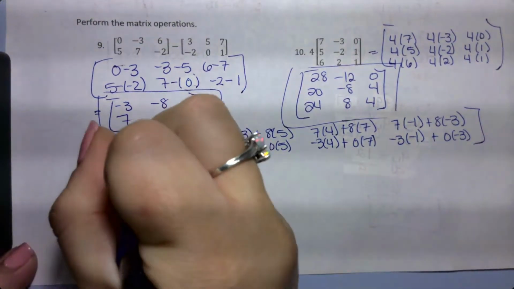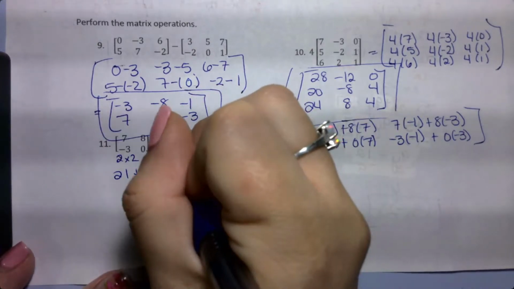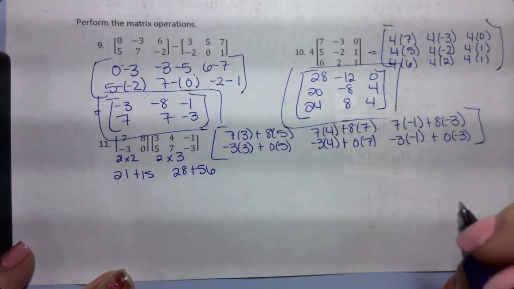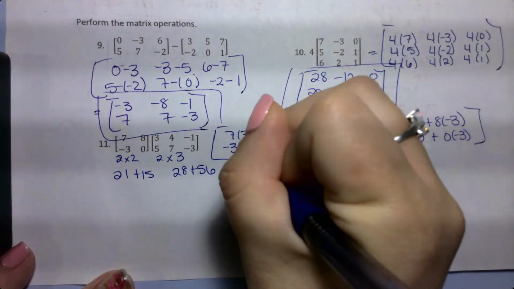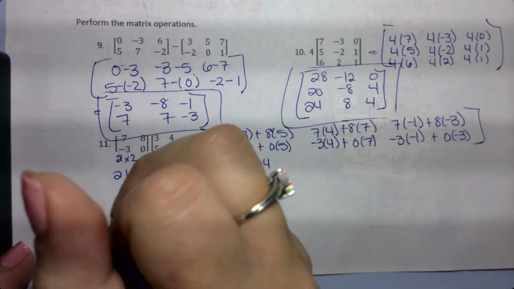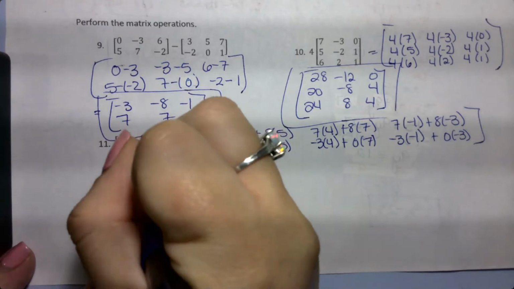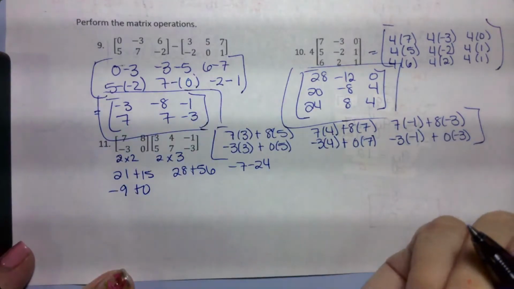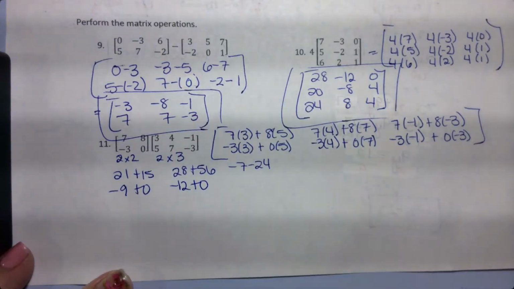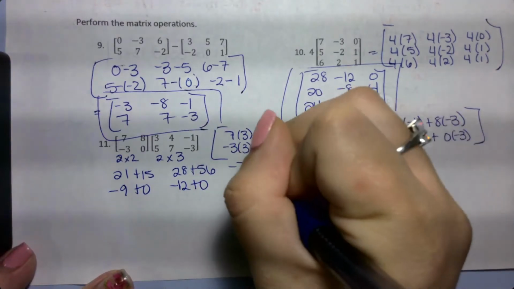So I'm going to have 21 plus 15 for first row, first column. First row, second column is going to give me 28 plus 56. First row, third column is going to give me negative 7 minus 24. Second row, first column is going to give me negative 9 plus 0. Second row, second column is going to give me negative 12 plus 0. Second row, third column is going to give me 3 plus 0.